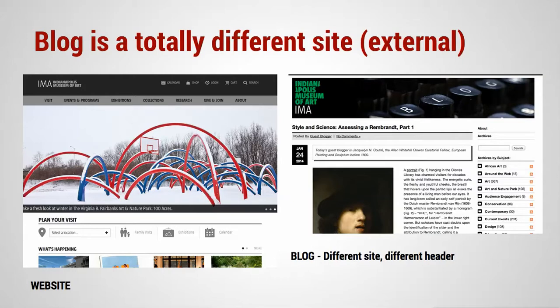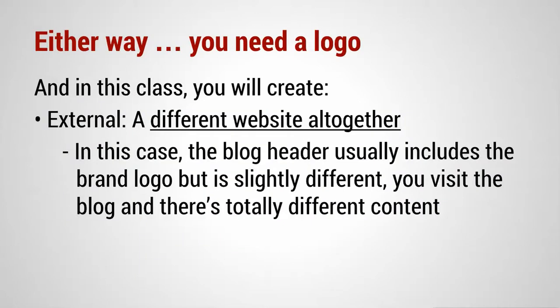So the blog header on the external site is related to the one on the left, but it's not exactly the same because you are leaving the site and going to a different blog. So either way, whether your blog is its own site, an external site, or whether it's housed on your main website, you need a logo, and the logo will either be the logo for the entire website, or you'll have a very specific logo just for your blog. So either way, you have to design some kind of website header.